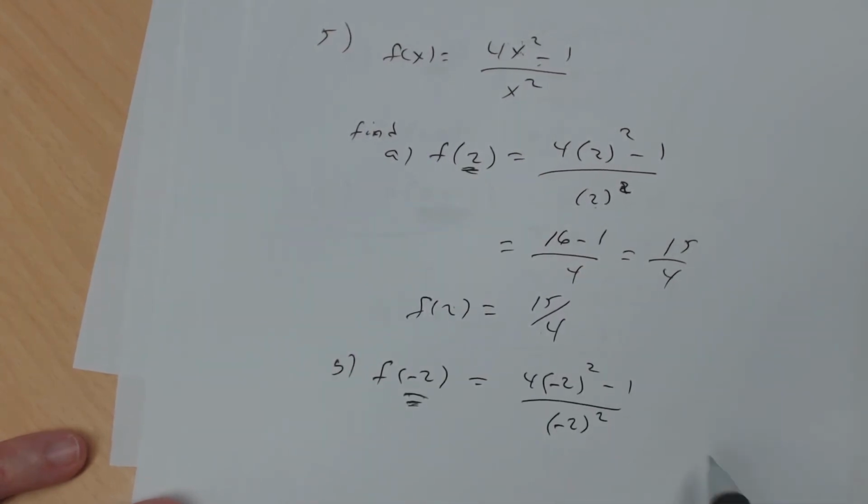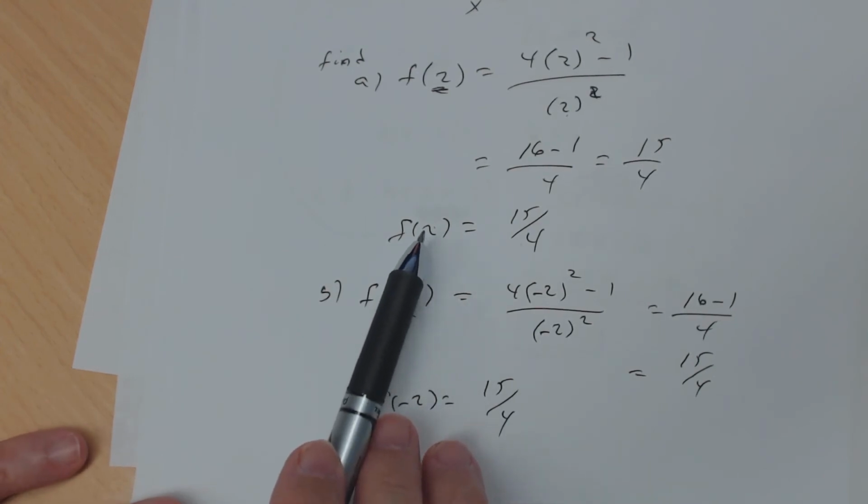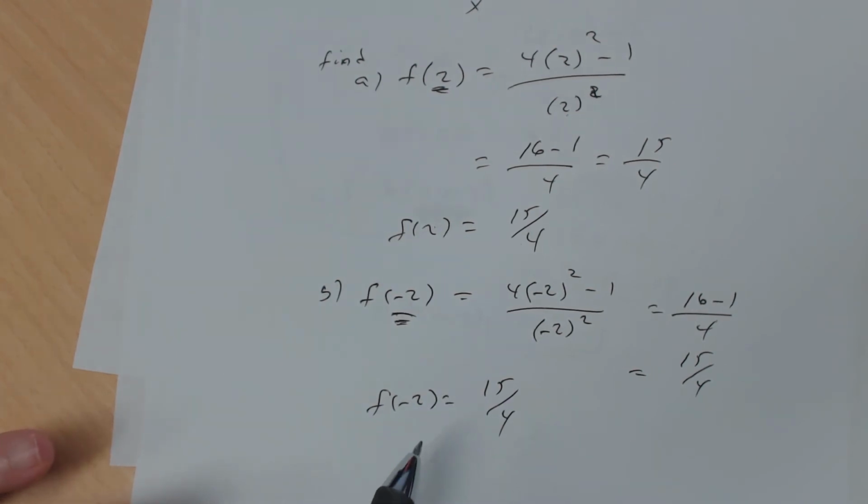So that's negative 2 squared. Negative 2 squared, remember, is 4. 4 times 4 is 16. So that's 16 minus 1 over negative 2 squared, which means negative 2 times negative 2, so that's 4. And so I get 15 fourths also. So f of negative 2 is 15 fourths. Notice that 2 and negative 2 are opposites, but their y values are the same. That's going to mean something later on in terms of even functions. You're going to learn about even functions soon. There's something called even functions and odd functions.